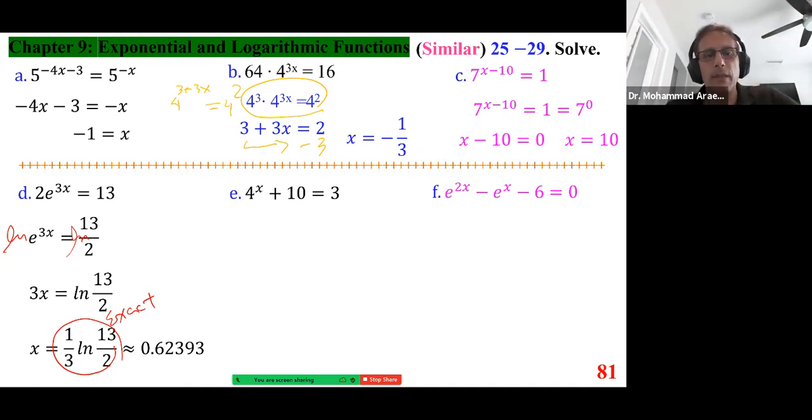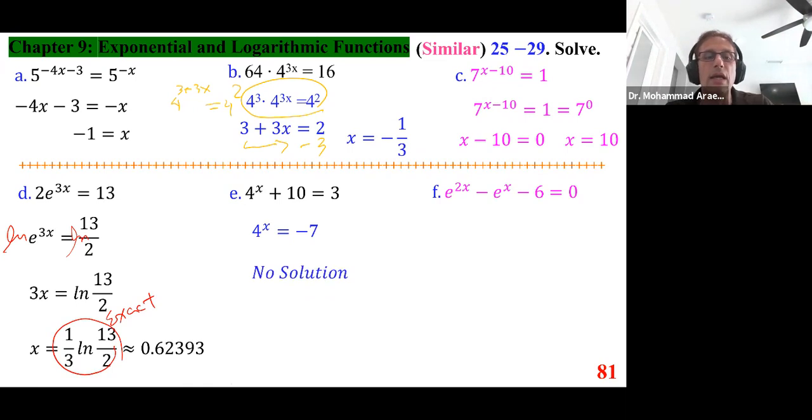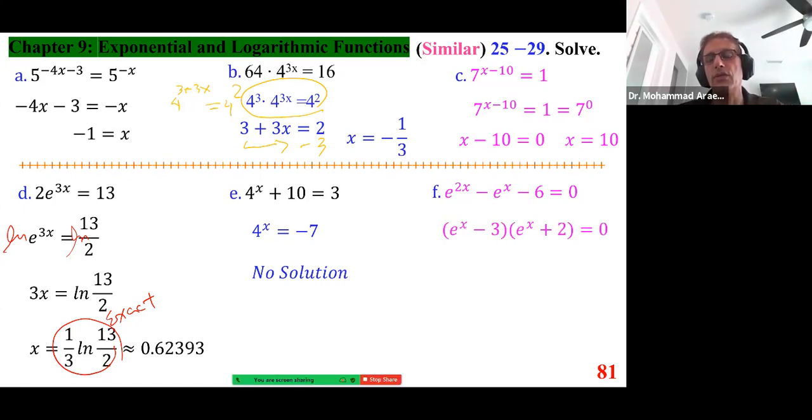Part E, move the 10 and it becomes negative. 4 to the power of x equals any negative number, has no solutions. It has got to do with understanding the range of exponential functions. When the base is a positive value, remember the range was 0 to infinity, so it can never be negative. As far as part F is concerned, you can do it by factoring, or you can do it by substitution, letting e to the power of x be, let's say, y. Then this becomes y squared, or just write it as such.